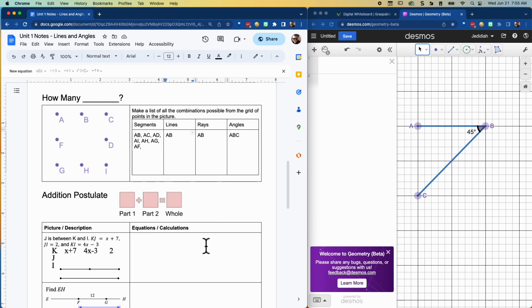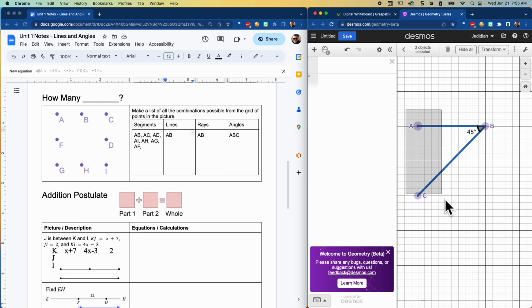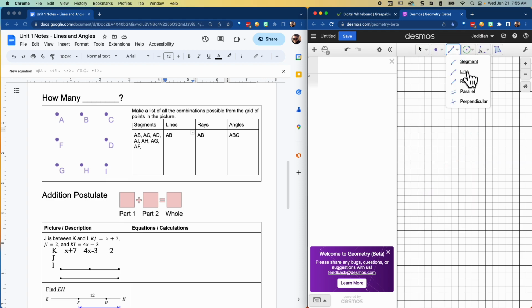Now here's something that I think is interesting. If I have line AB, I'm going to recreate this over here. I'm going to click on line, and I'm going to make line AB. So here's line AB. And how do I know it's line AB? Well, if I highlight these, I can hold the shift button and highlight lots of things, and I can label them. So that's line AB.